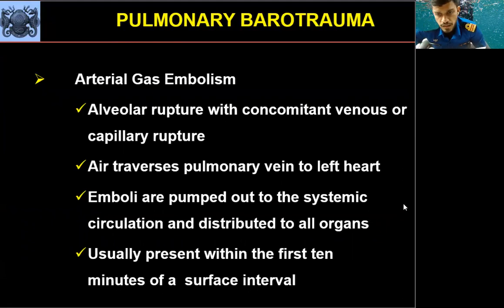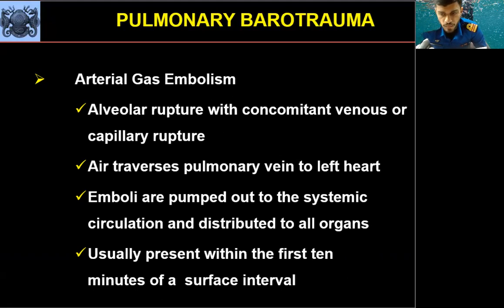Arterial gas embolism is the most critical condition which can arise in pulmonary barotrauma. Here, alveolar rupture with concomitant venous or capillary rupture leads to air release from the alveoli. Air travels through the pulmonary vein to the left heart, then emboli are pumped out to the systemic circulation and distributed all over. Here, the central nervous system and heart are the most susceptible places.